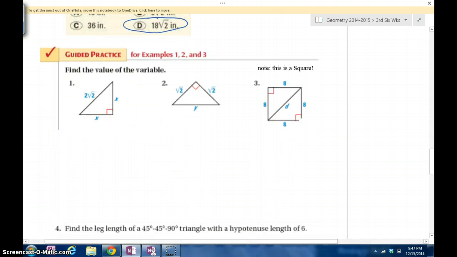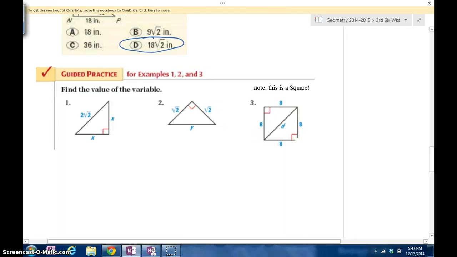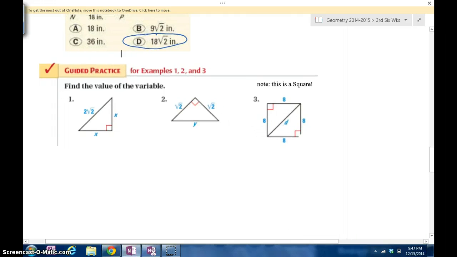Alright. Guided practice. Alright, so find the value of the variable. Alright, so more practice. Again, there's our hypotenuse. The number in front of the square root 2 is our x. So x is 2. This is 2.